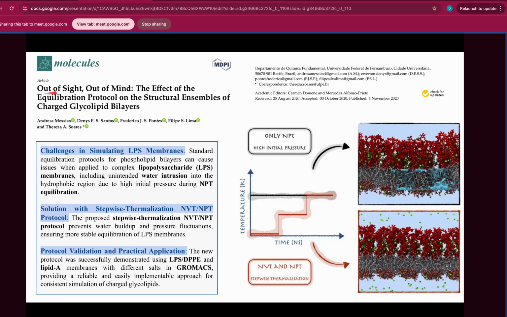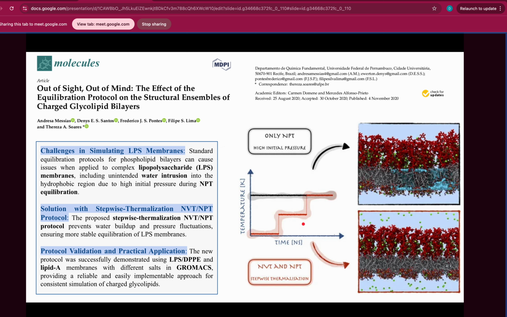In this paper, "Out of sight, out of mind", they studied the effect of the equilibration protocol on structure ensembles of charged glycolipid bilayers. As these are MD simulations, how you take different steps and what different things you consider can make a change. These are the key points of their paper. They saw that there are challenges in simulating LPS membranes, meaning lipopolysaccharide membranes.